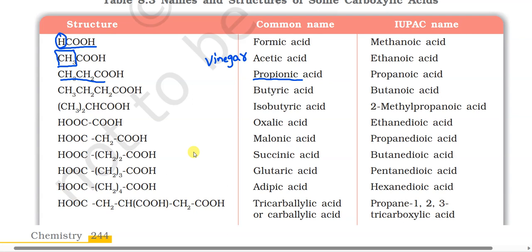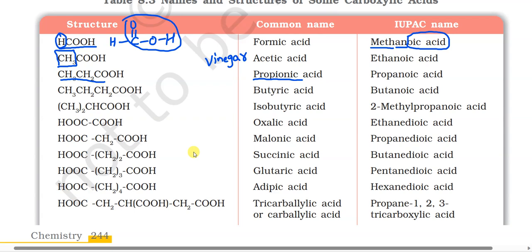When it comes to IUPAC names, first check the number of carbons. In this structure we have one carbon, so we use the word meth. In the structure of this carboxylic acid, the H and C contain only a single bond, so it is an. And as the COOH group is there, we use the word oic acid according to IUPAC. Combining all this, we get methanoic acid.